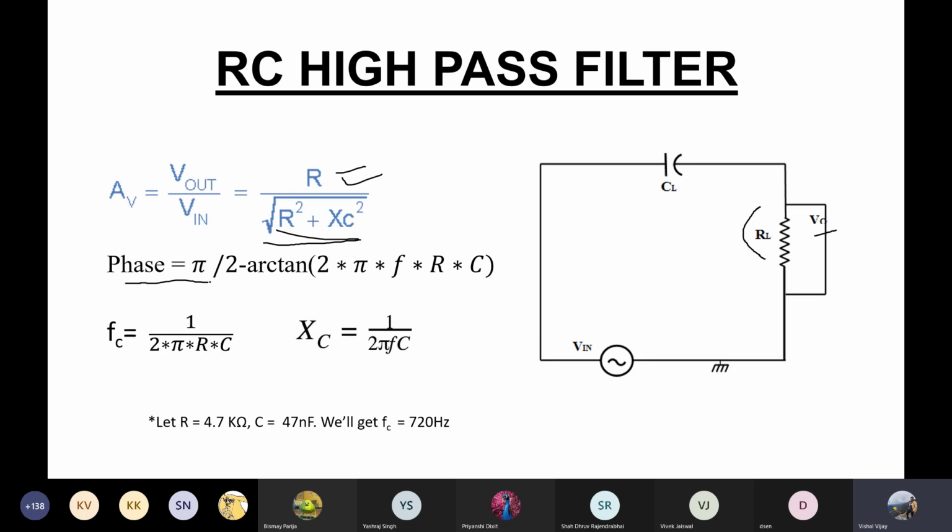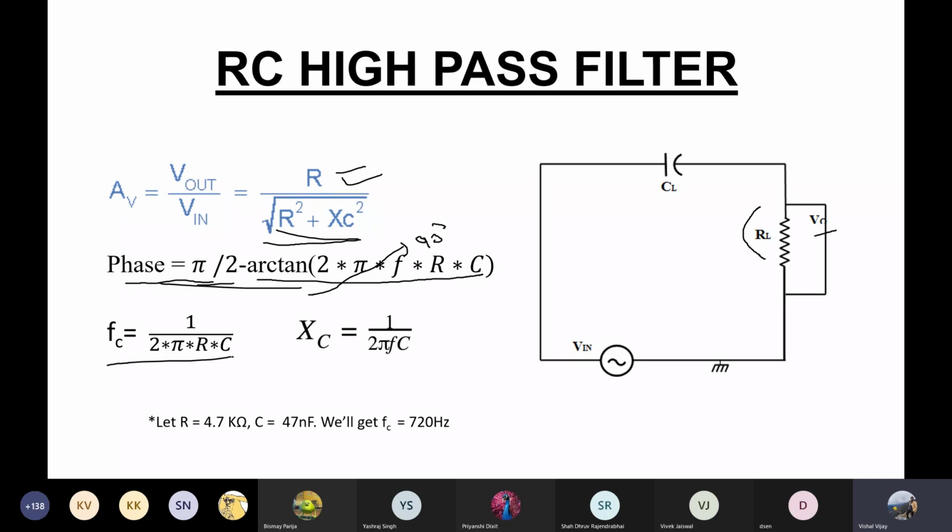All right, and the phase is given by pi by 2 minus tan inverse of 2 pi FRC. And you must have seen in the graph that the plot starts at 90 degrees and goes till 0 degrees. So this term at infinity eventually goes to 90 degrees, so the phase will go to 0 degrees.